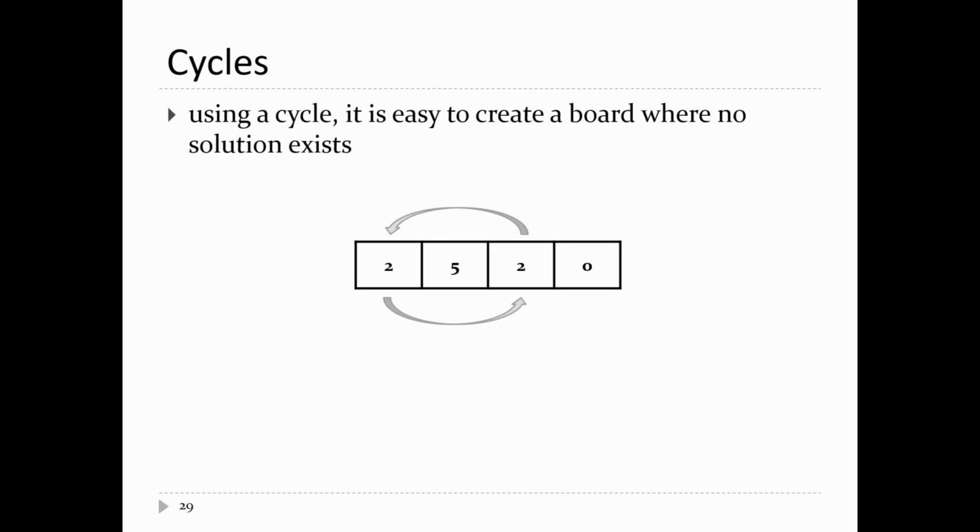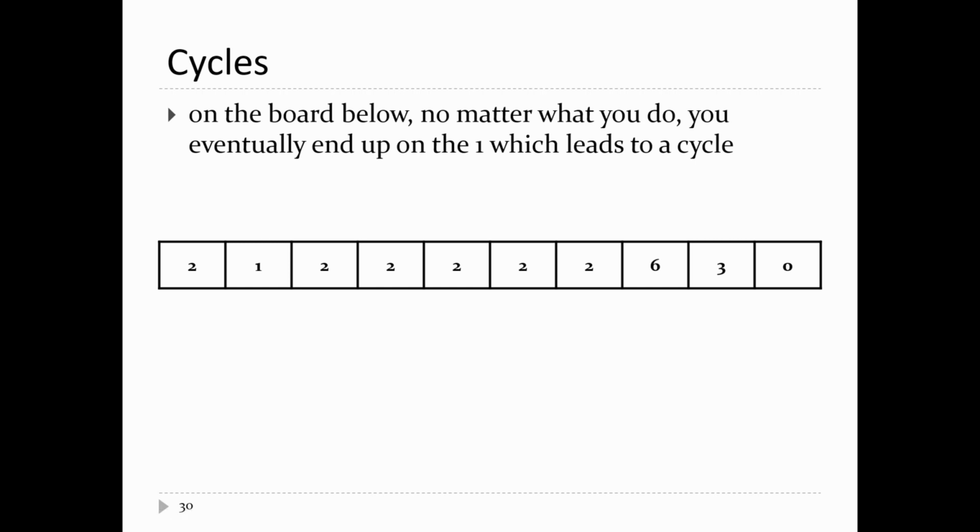If you have cycles, you can easily make a board that has no solution. So that board is impossible to solve. You just end up going from the 2 to the 2 to the 2 every time. When you're trying to solve the problem, you would like to know this board is not solvable. And on that board, it doesn't matter what sequence of moves you make, you eventually end up on the 1. Once you land on the 1, that forces you into a cycle of some kind. As soon as you land on that 1, you end up on that 2. You can only go to that 2 or that 2, and you can end up going around and around in circles.